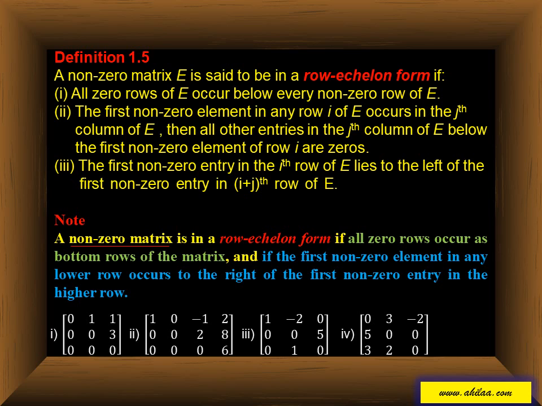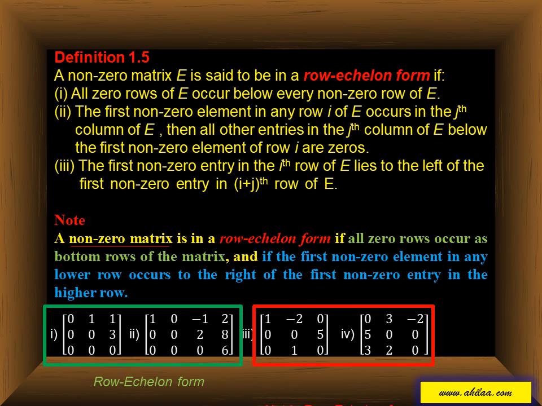Similarly, the second matrix is also in the row-echelon form. But the third and fourth are not in that form because we have zeros on the right side. It should be on the left side, and the zero rows should occur at the bottom. So the third and fourth are not in row-echelon form. But we can convert them to row-echelon form by using elementary transformations. Thus 1 and 2 are in row-echelon form and 3 and 4 are not.